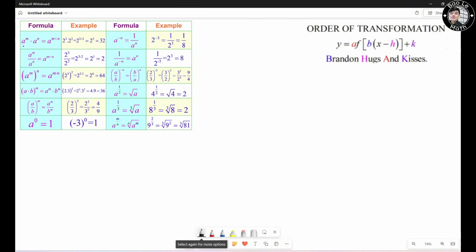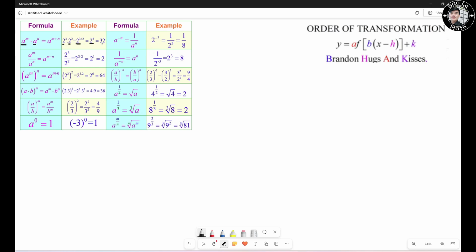If I have a to the m times a to the n, it's going to be a to the m plus n, which means you need to add the exponents. Look at this example: I have 2 to the third times 2 to the second. I rewrite the same base, and now I add the exponents: 3 plus 2 is 5. So I have 2 to the fifth, which is 32.